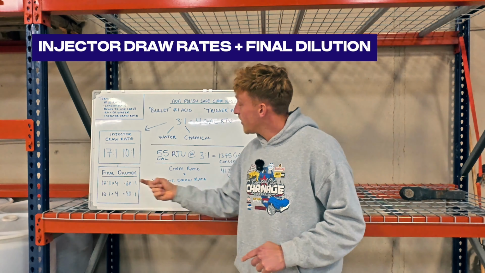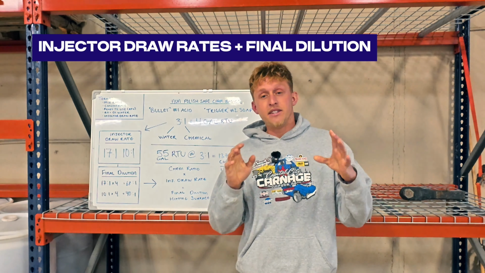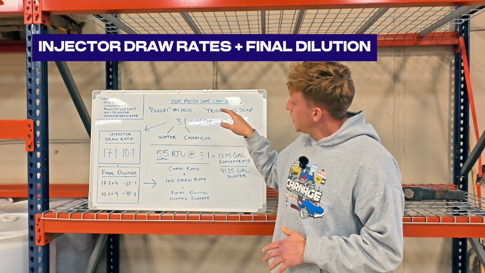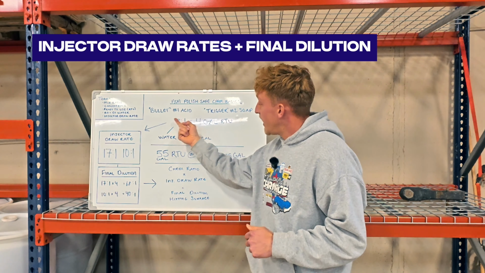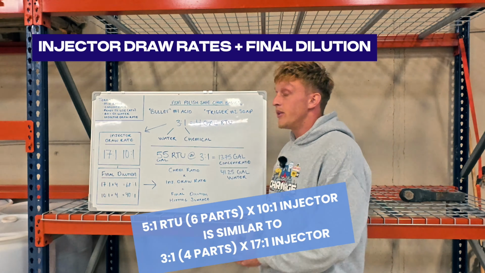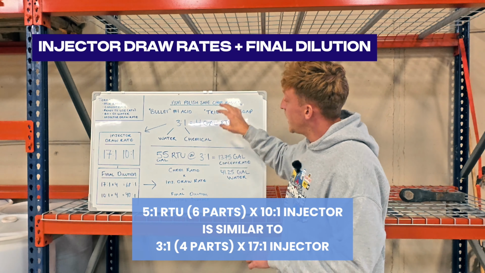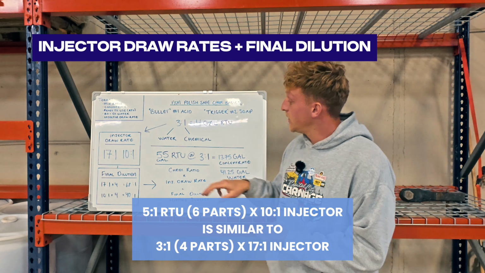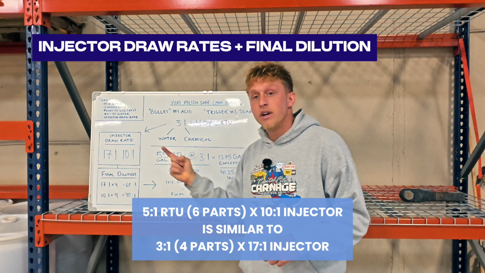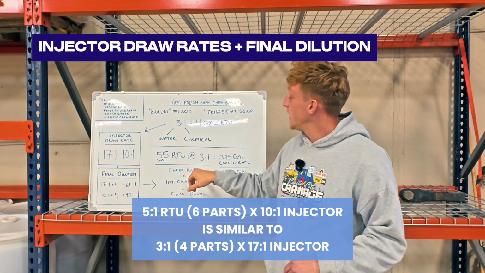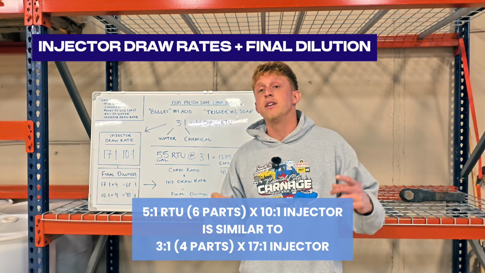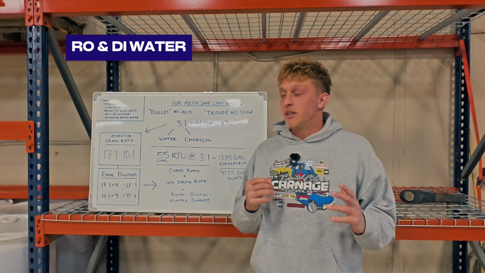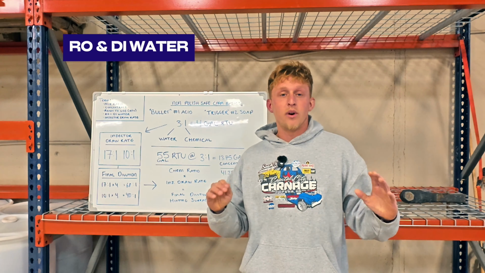It's important to know injector draw rates because if you want to get similar results to what we get here, and you are using a 10:1 injector, then you would need to mix your ready to use at 5:1. So at a 5:1 ratio, there are 6 parts total. So you would take 6 parts total multiplied by your 10:1 injector ratio, and that would get you a 60:1 final dilution.